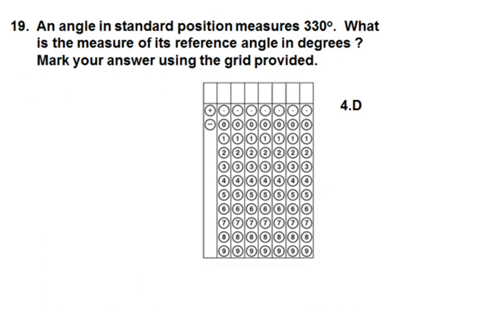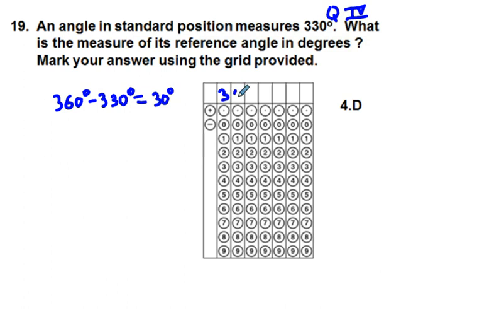Okay, next. An angle in standard position measures 330 degrees. What is the measure of its reference angle in degrees? Well, basically, we're talking about a quadrant 4 angle here at 330 degrees. So to find a reference angle, we take 360 degrees, a full rotation, and subtract 330 degrees. Basically, what we're looking for is the smallest positive angle to the x-axis. So that's going to be 30 degrees. And we're going to mark this as 30.